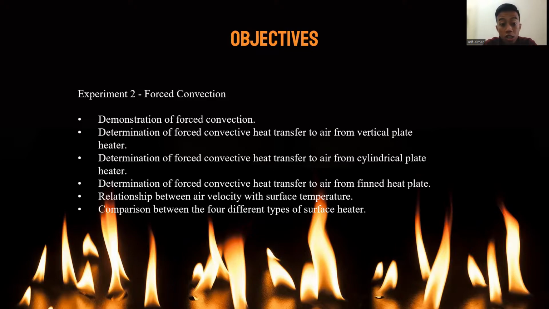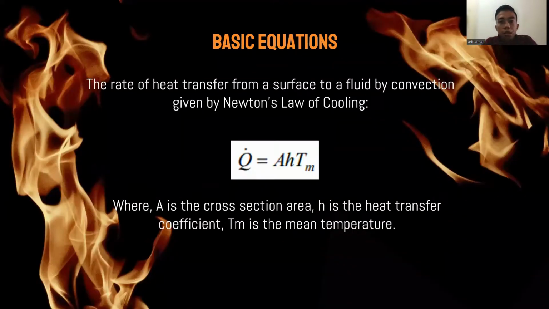Number 5, the relationship between air velocity and surface temperature, and lastly, a comparison between the 4 different types of surface heater. So that's all the objectives. Next, basic equations. The rate of heat transfer from a surface to a fluid by convection is given by Newton's law of cooling, where A is the cross-section area, h is the heat transfer coefficient, and Tm is the mean temperature.